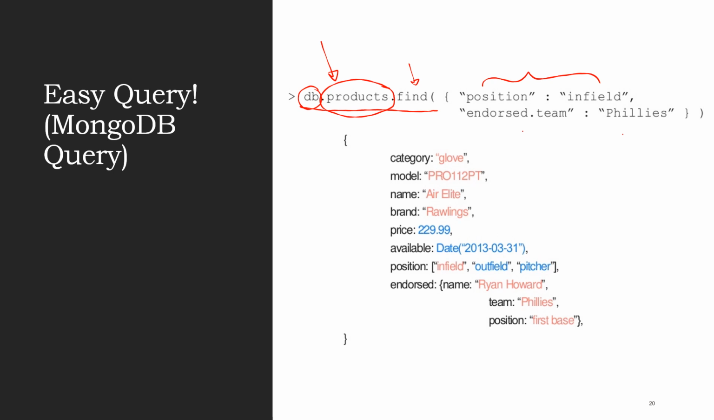Okay, so in this case, we want to find any document, any product, that has a value in the field for the attribute position, as well as a value in the field for the endorsed team attribute. And this becomes the return result. You can see here that what we look for is this position field, and then the endorsed team attribute field.